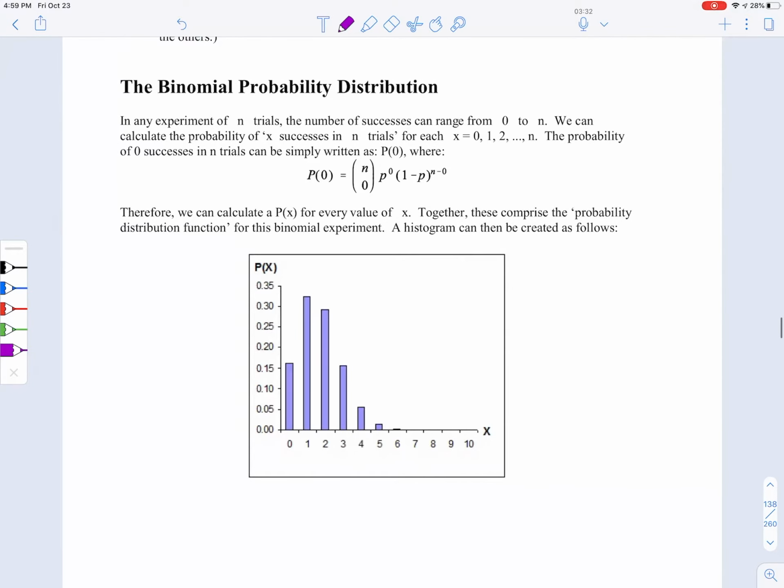The binomial distribution looks like this. If you take a look at this graph down here, it looks pretty much like a histogram, doesn't it? On your x-axis, you've got all the different values of x, 0 to 10. This one is for the dice experiment. And then on the left-hand side, you've got P of x.